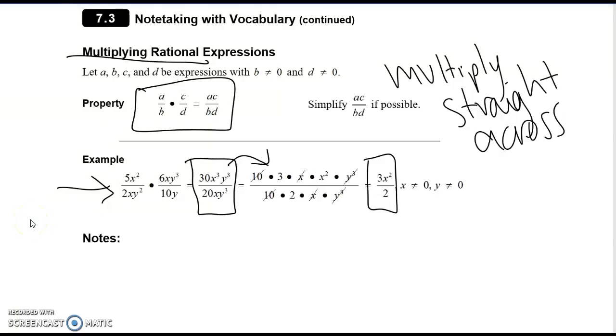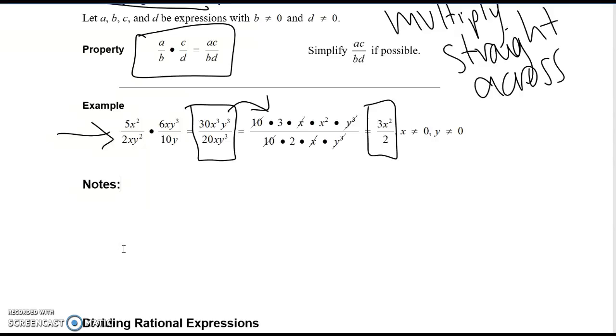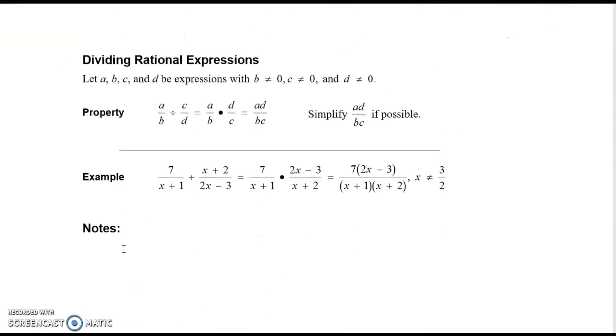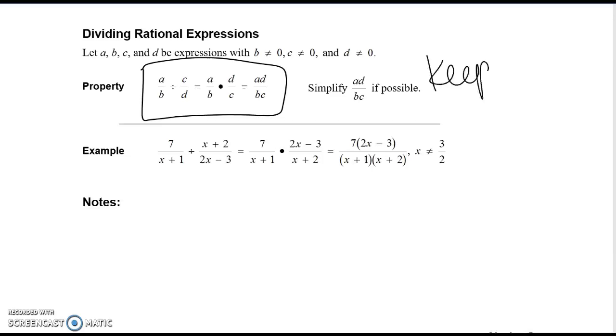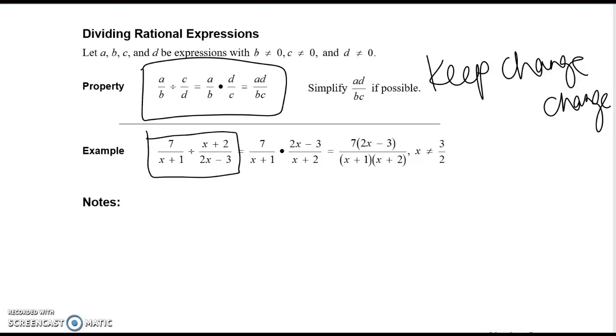Continuing from the previous video, looking at page 203 in your journal, we want to look at dividing rational expressions. To do this, if you divide fractions, we know you just multiply and flip. Keep, change, change. Write that down, or keep, flip, change. However you learned it, we're going to do the same thing with dividing fractions with x variables.